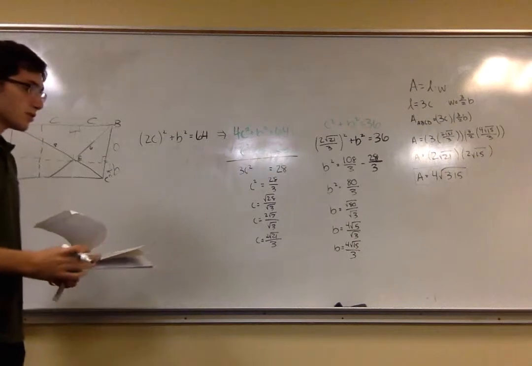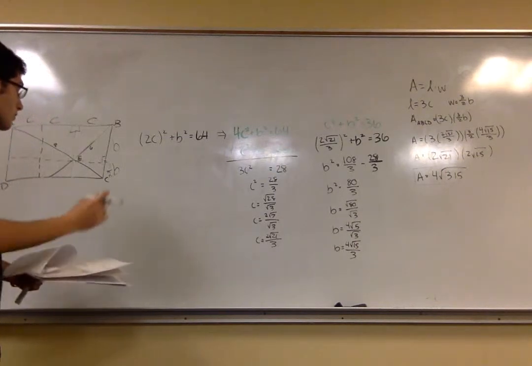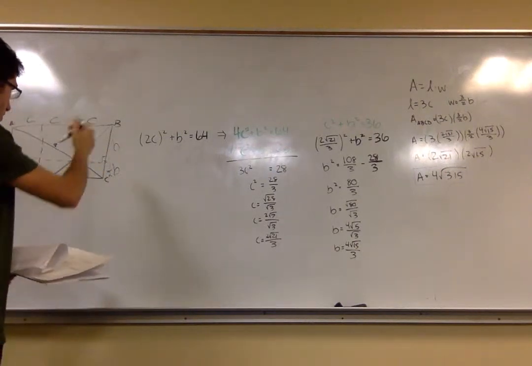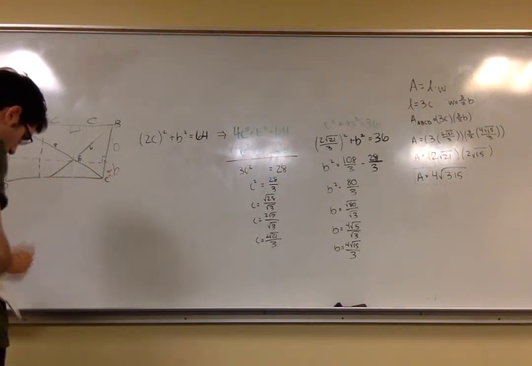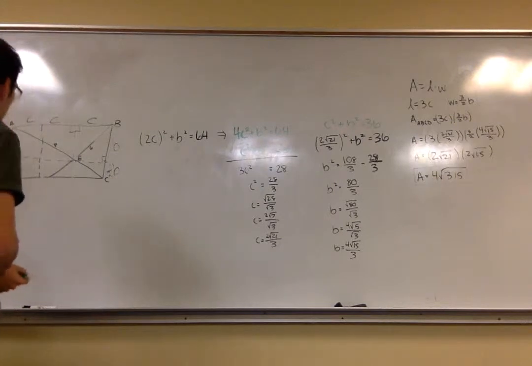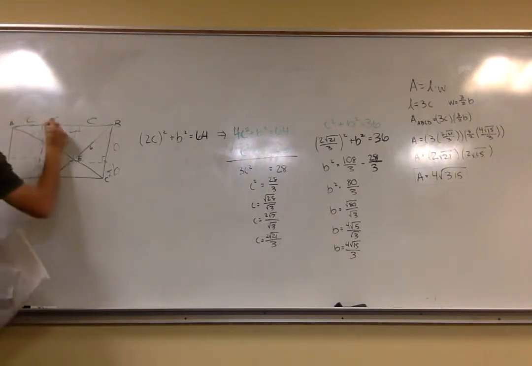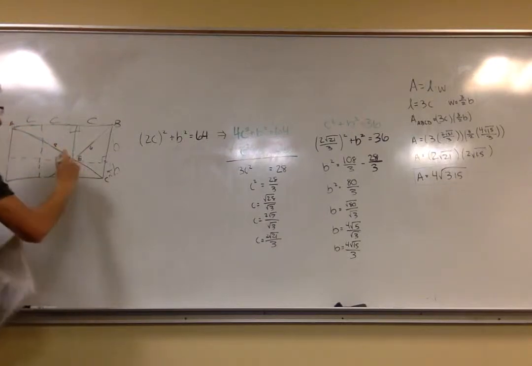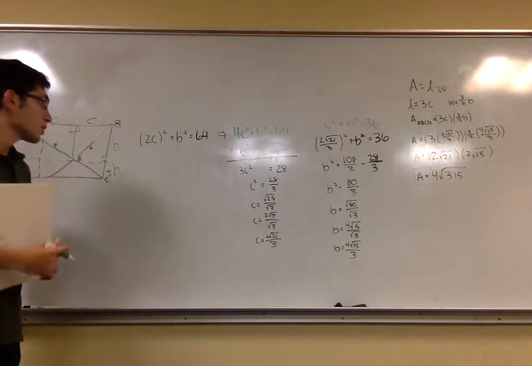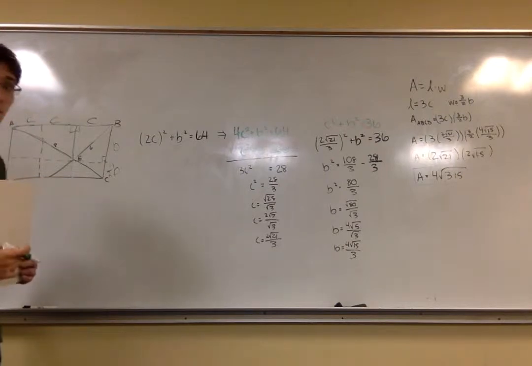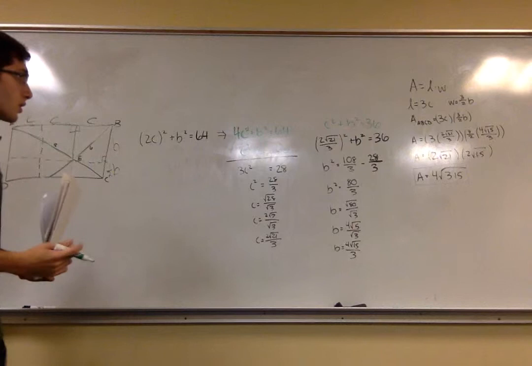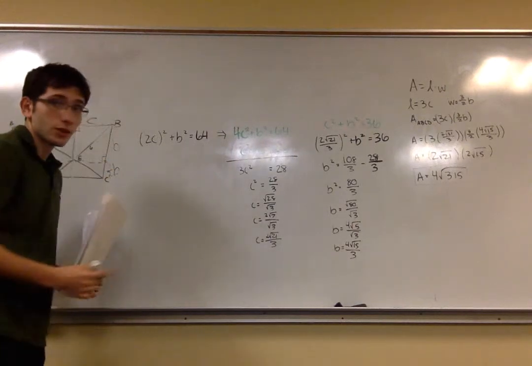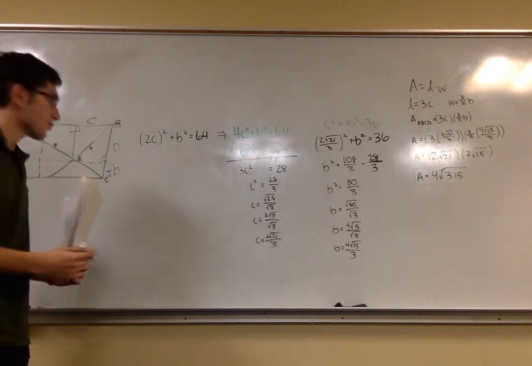Next, we're going to use the Pythagorean theorem in order to find the sides. So we're going to use this triangle right here. The theorem here would be 2c squared plus b squared equals 8 squared, which equals 64. Simplified, it would be 4c squared plus b squared equals 64.